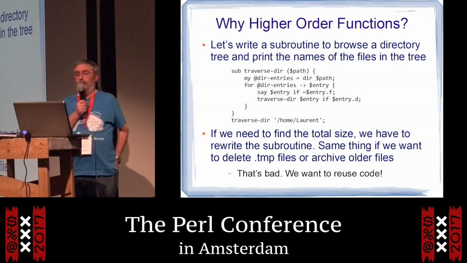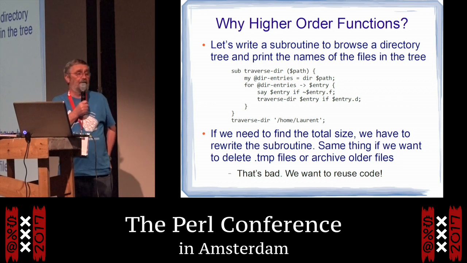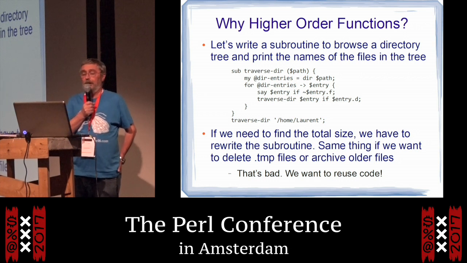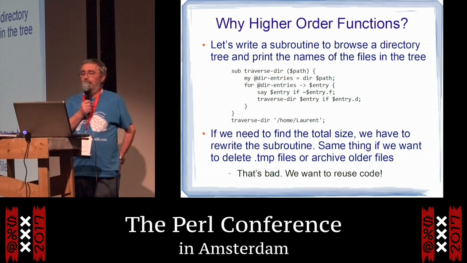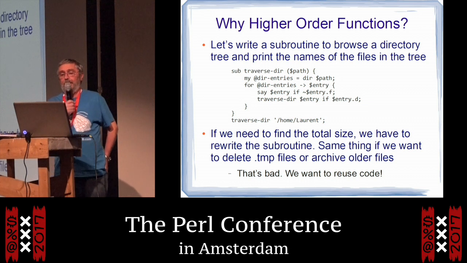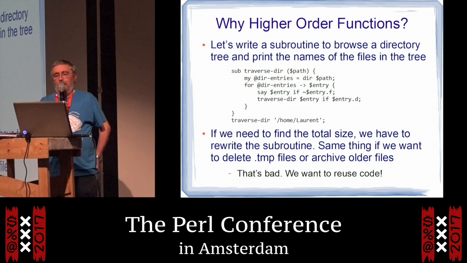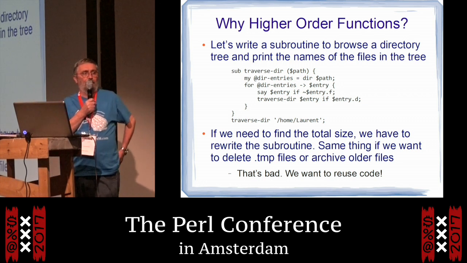So here I have a small example of a piece of code to browse a directory tree and print the names of the files that it finds in the directory tree. This is Perl 6 syntax, but you could do almost the same thing in Perl 5, with just having to change the syntax for the for loop and a couple of other things. What it does here in the for loop is look at every entry that it finds in the directory. If the entry is a file, then you print the file. If the entry is a directory, then you recurse. You call the same function on the directory in order to go to the next step into the tree.